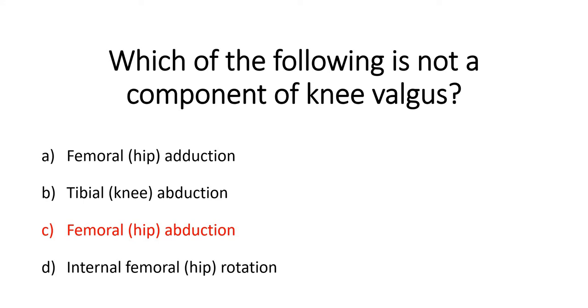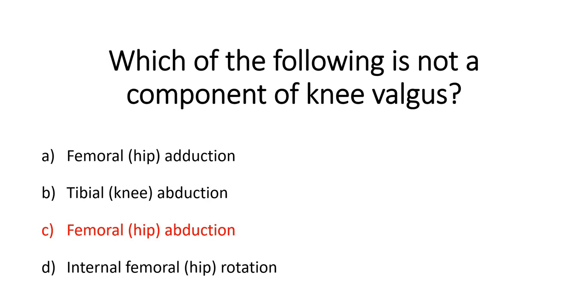So for valgus to occur, we need the hip or femur to adduct, so move inwards towards the midline, and to rotate internally by a few degrees, and because of the position of the femur, that forces the tibia or the knee into a position of abduction, so moving outwards if you think of the position of the tibia relative to where it was. Femoral or hip abduction would be an indication of varus.